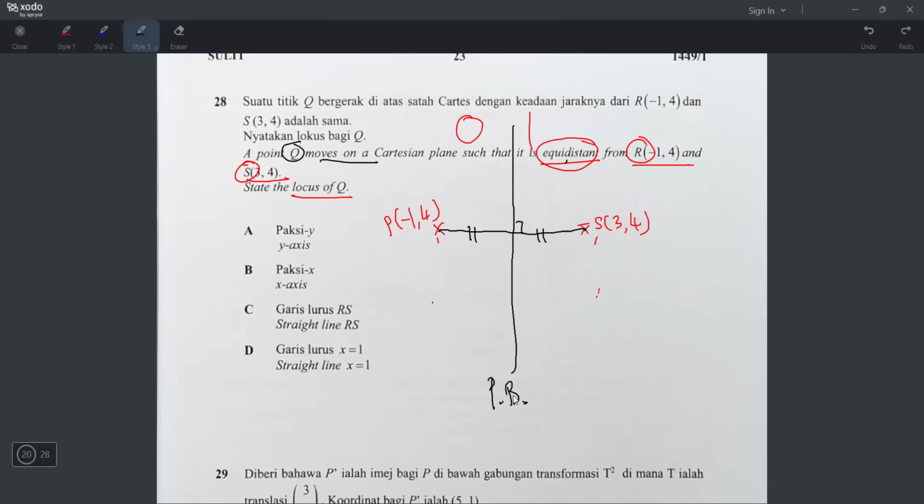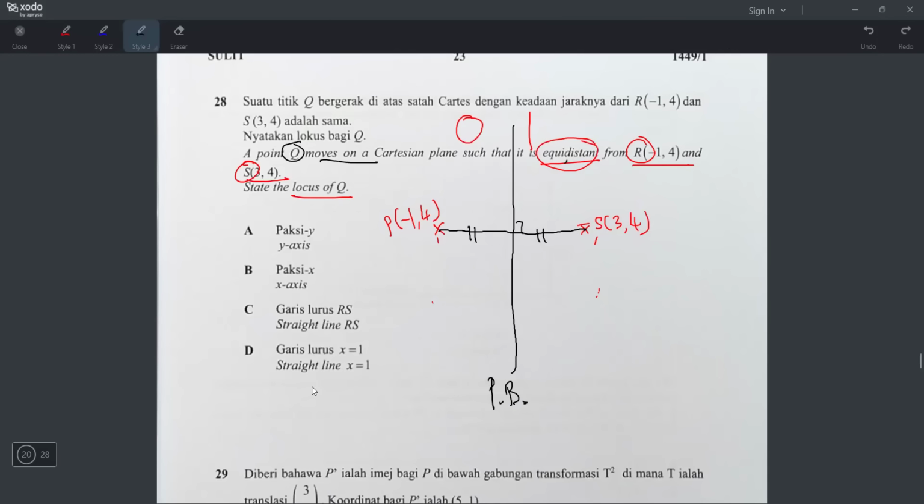And if you take Additional Maths, they sometimes ask you to find the equation for the perpendicular bisector. If you're an Add Maths student, you have to know this. You have to use the distance formula to find the locus equation. You have to do distance of PQ equals distance of QS, and then square both sides. But that one is for Add Maths. So let's come back to Maths. So this is the answer.